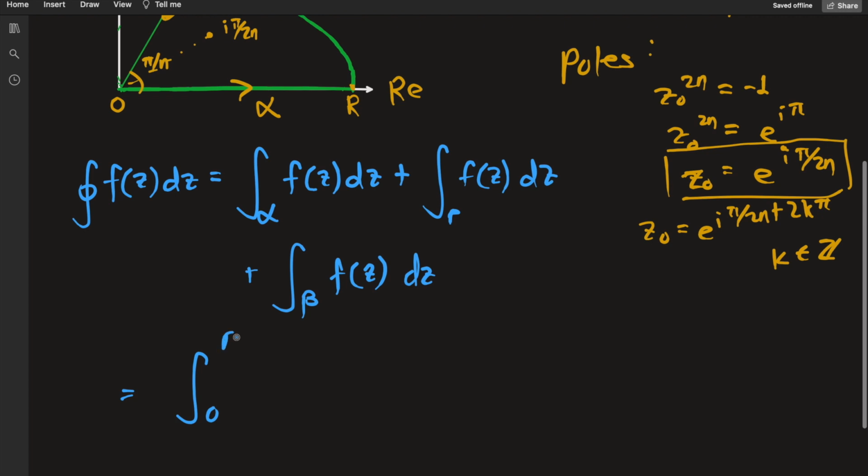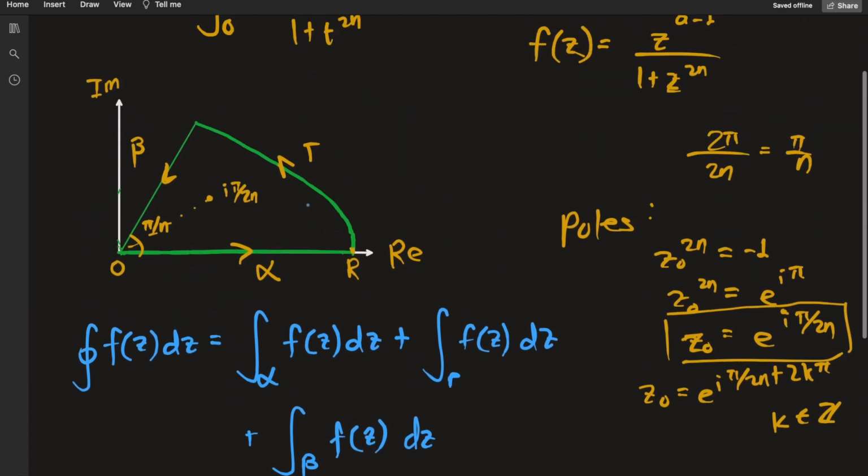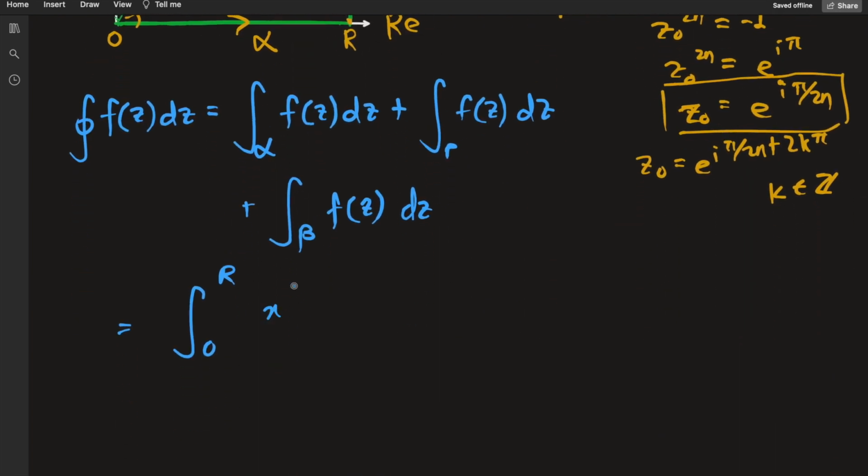And we go from 0 to r. I'm just substituting using the parameterization f of x instead of f of z. That will imply x to the a minus 1 over 1 plus x to the 2n dx. Now we're just not going to do anything with gamma for now.